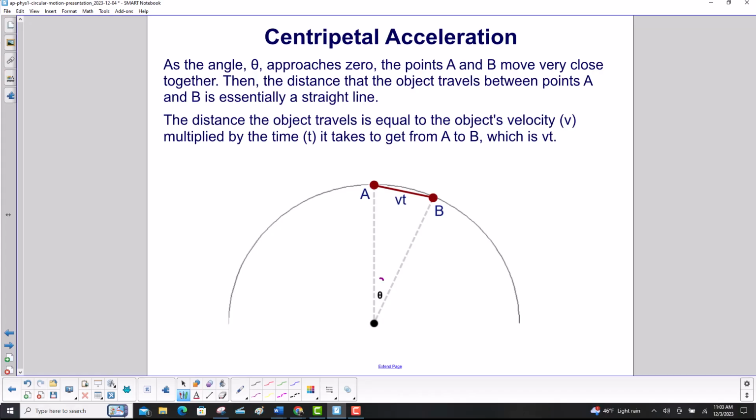As the angle theta approaches 0, the points A and B move very close together. Then the distance that the object travels between points A and B is essentially a straight line. The distance the object travels is equal to the object's velocity v multiplied by the time t it takes to get from A to B, which is vt.